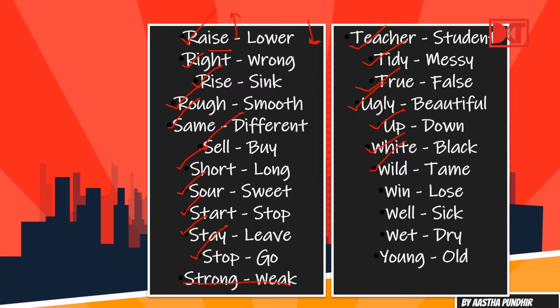Wild and tame. Wild and tame, if you don't know the meaning, to tame means to bring someone under control. Wild, when something or somebody is not in your control, they are running wild. Like wild animals, they are the ones that go out of control. Tame are the ones that you have brought under your control. They're going as per your instructions.